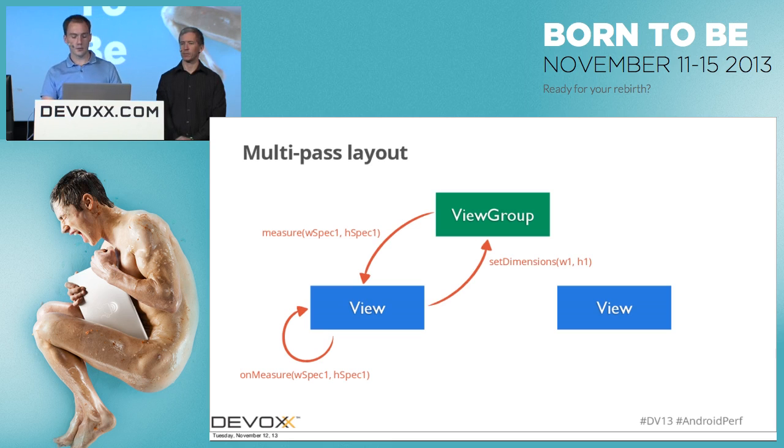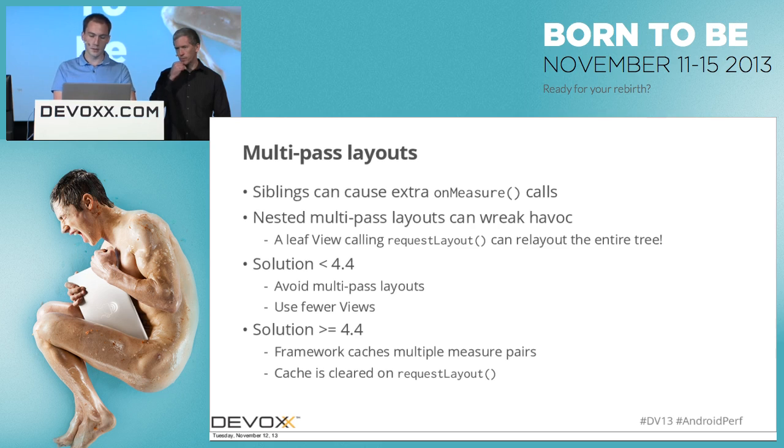That was a cause of a lot of performance issues in very complex view hierarchies that were using relative layout and linear layouts. So now what we do for multipass layouts is we remember more than one value. If you have multipass layouts in your application, and if you're running on Android before 4.4, you should avoid using those multipass layouts, and we'll talk about that more in detail at the end of this talk. Use fewer views. And starting with 4.4, you don't have much to do, actually.